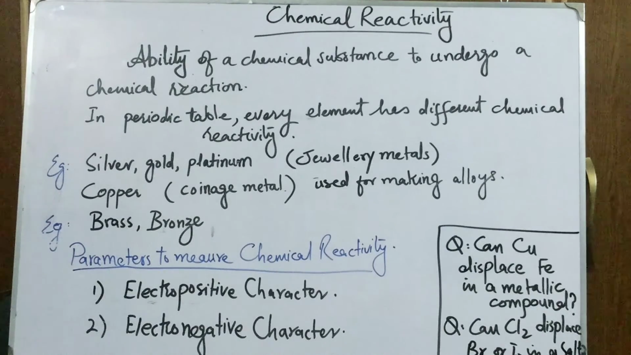Similarly, chlorine is more electronegative than bromine and iodine. Its electronegativity value is approximately 3.5, whereas bromine has 3 and iodine has 2.5. That is why chlorine can displace bromine or iodine in the chemical reaction. So these examples indicate the chemical reactivity.